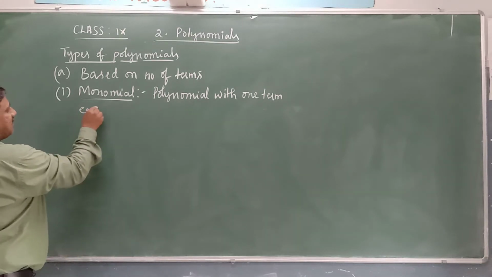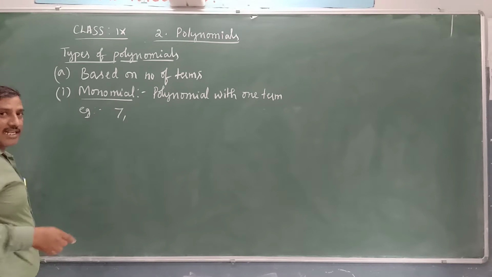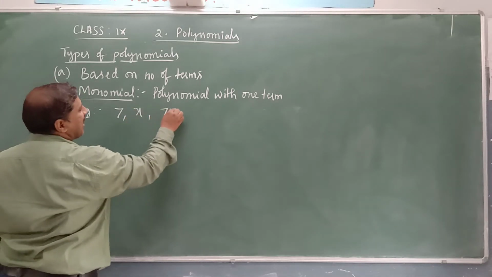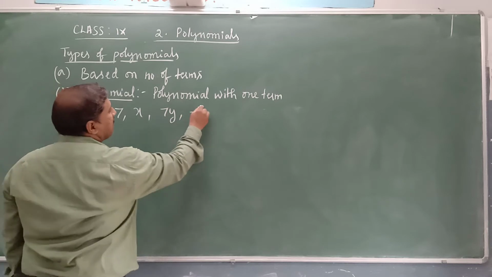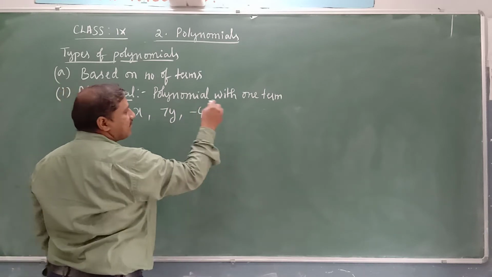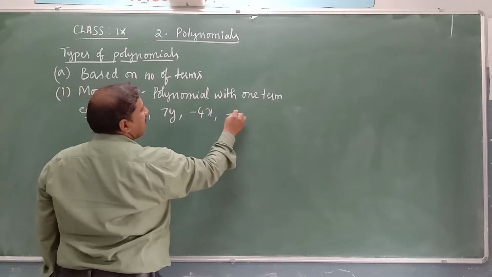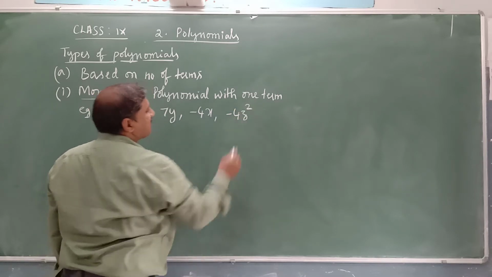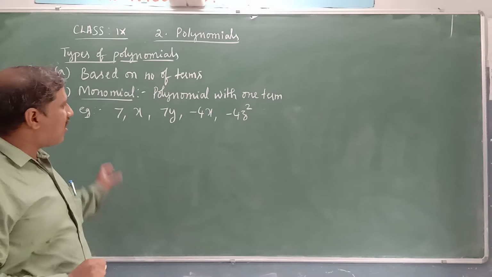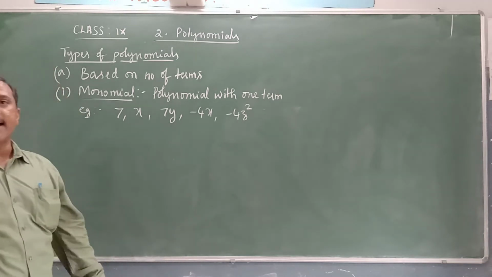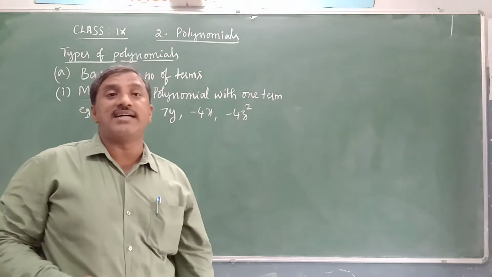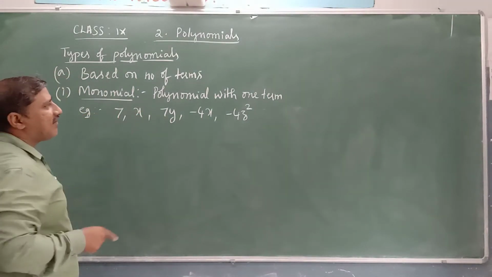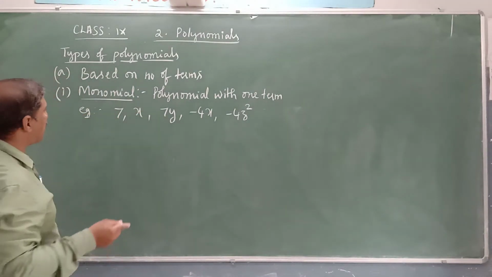Examples you can write here: 7, it is having one term; x, one term; 7y, one term; minus 4x, one term; minus 4z square. All these are monomials as they have only one term. A polynomial having only one term is called a monomial.